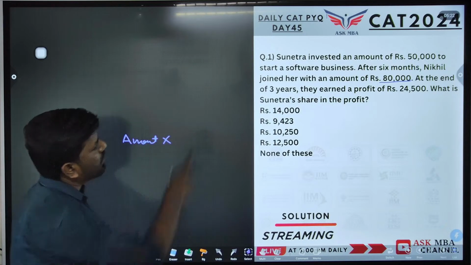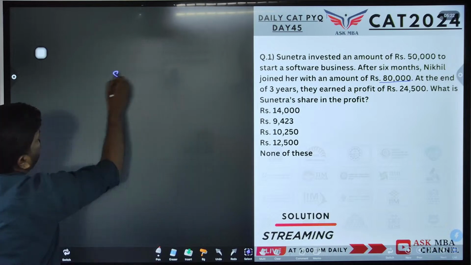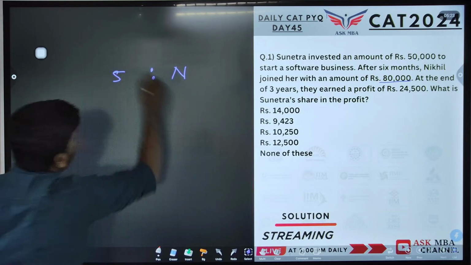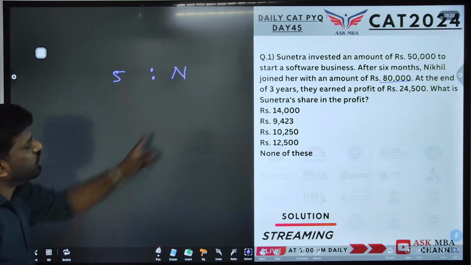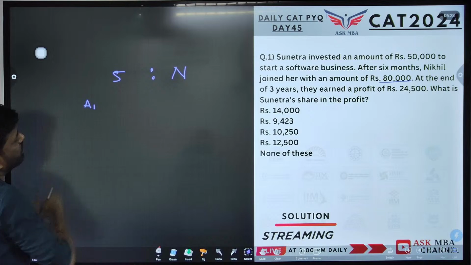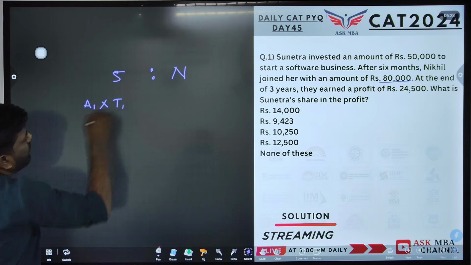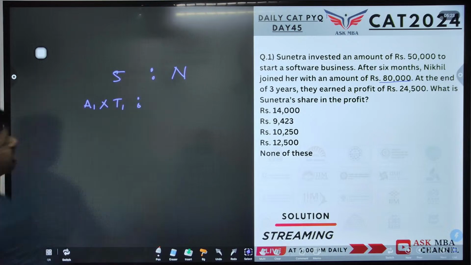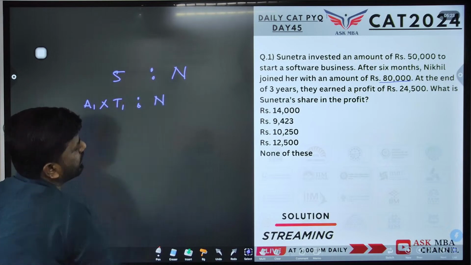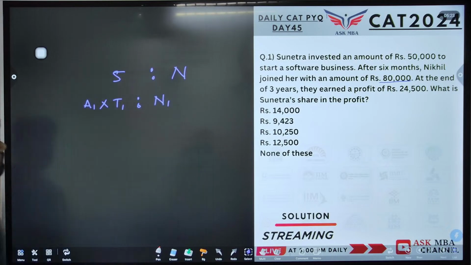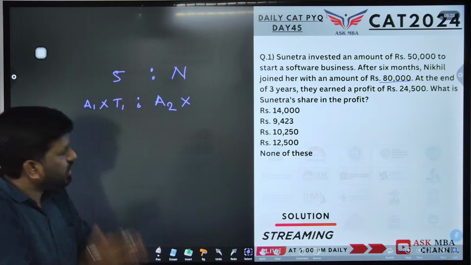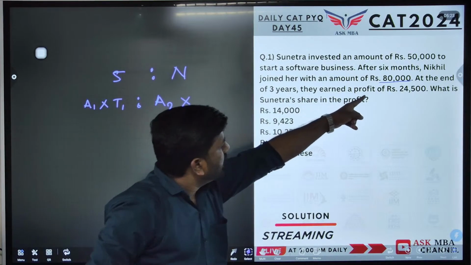So let's read further. The first one is Sunitra and the other one is Nikhil. We need to find out the ratio of investment. How do we calculate it? We need to write the amount invested by Sunitra, for how much time. This is your time period, is to the amount invested by Nikhil, that is 80,000. That we'll write further, but let's try to formulate this. Amount invested by Nikhil, this will be 2 into for how much time it has been invested. At the end of 3 years.